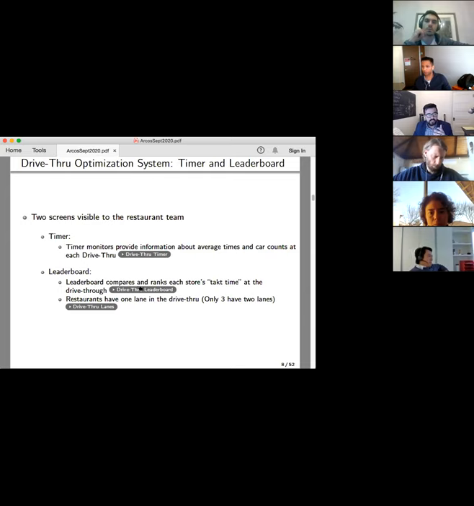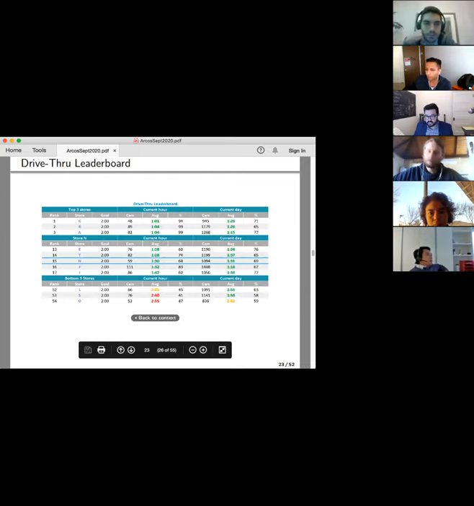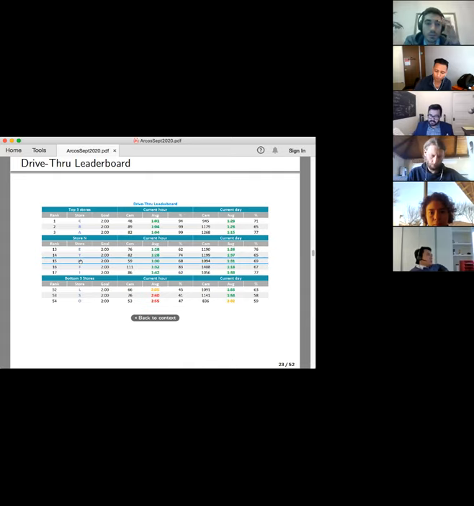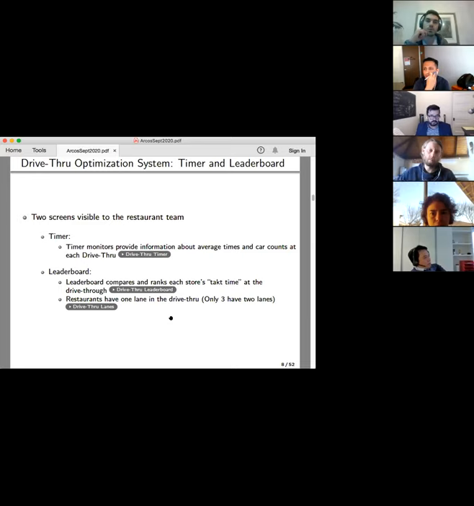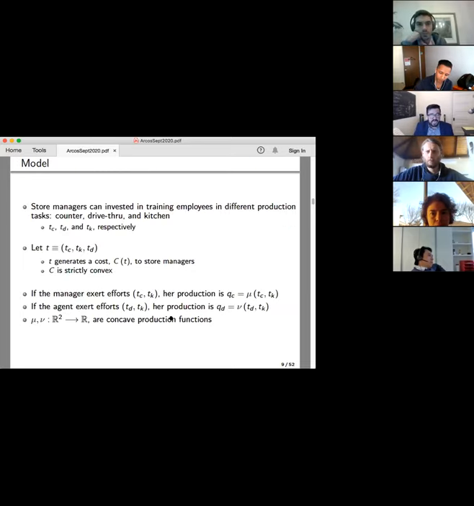Okay, so let me show you the leaderboard. So basically the leaderboard compares and ranks each store's tag time at the drive-through. So suppose we are store N, right? The leaderboard shows you the stores in the top three of the ranking, the stores above and below you, but also the stores at the bottom of the ranking. Most restaurants have one lane in the drive-thru. Only three restaurants have two lanes. So of course we tried different things, excluding and controlling for these restaurants, and the results are very similar.